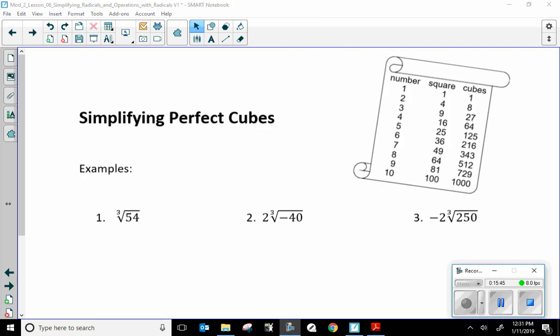How are we doing time? Good, got 15 minutes. So let's simplify these the same exact way we did square roots.